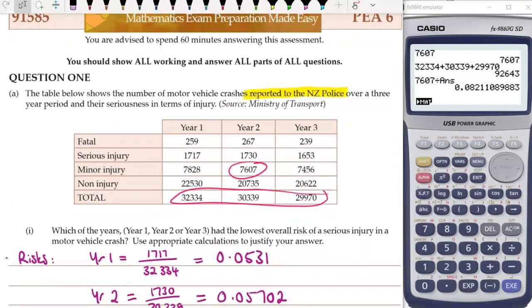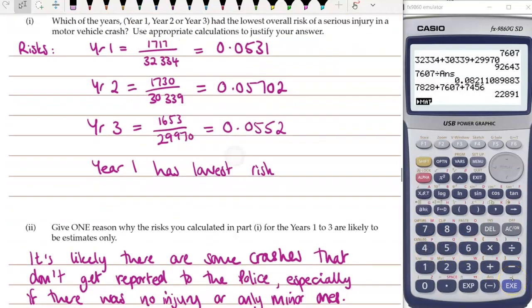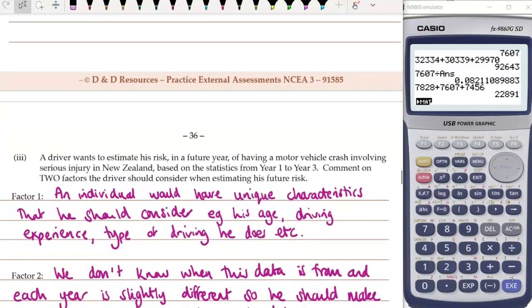Let's take a look back at our table. So we need to add these ones up. So 7828, 7607, and 7456 makes a total of 22891.